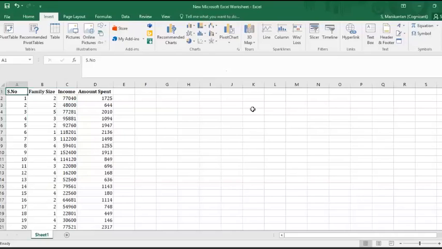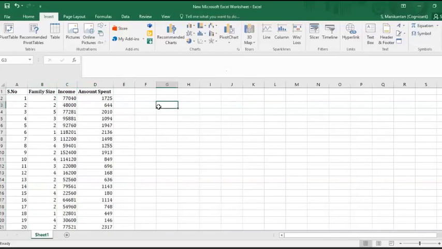Okay, this is our data set. We have three variables: family size, income, and amount spent. So our problem statement would be to predict amount spent based on family size and income. So we'll have to create an equation that relates amount spent to family size and income. So family size and income are our independent variables, and amount spent would be our dependent variable.